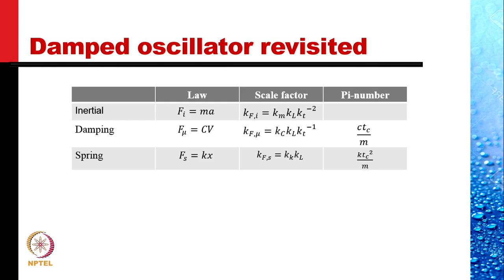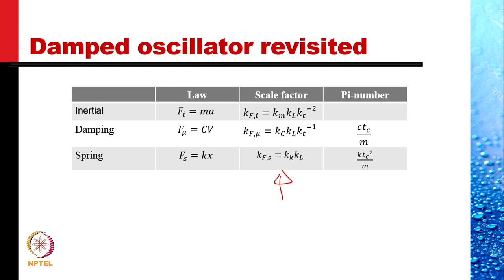In this example, there are three forces: the inertial forces, damping forces, and the spring forces. We write the law for each force. The inertial force is Ma, damping force is Cv, where C is the coefficient of damping, and spring force is Kx, where K is the spring constant. We can convert these laws into scale factor relations like here.